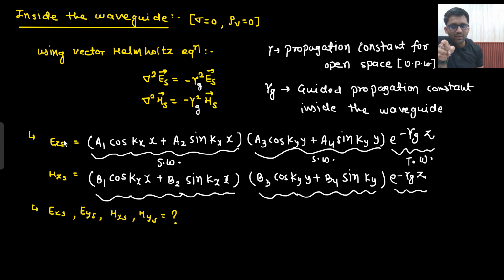So what I already know: I do not know EXS, I do not know EYS, I do not know HXS, I do not know HYS. What I already know is EZS. Here E is there, so I will write down something of E only. Here H is there, so I will write down something of H only. So the first step is done. The expression is not complete, but the first step is done.